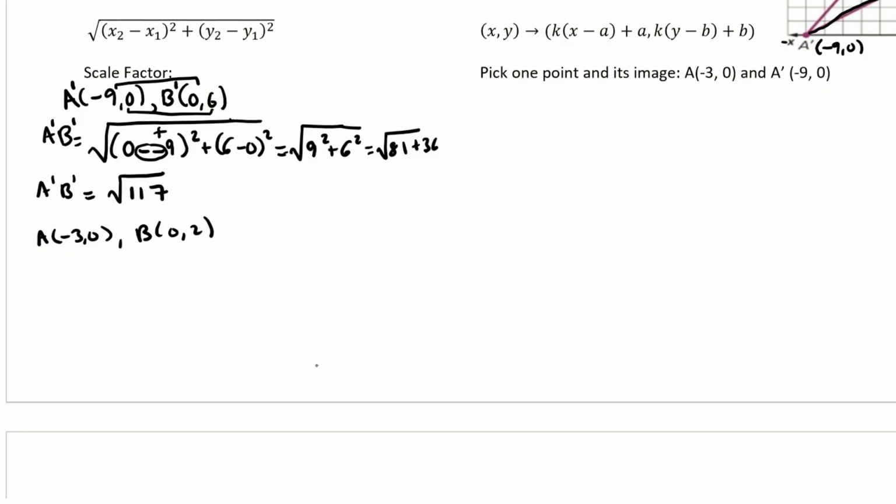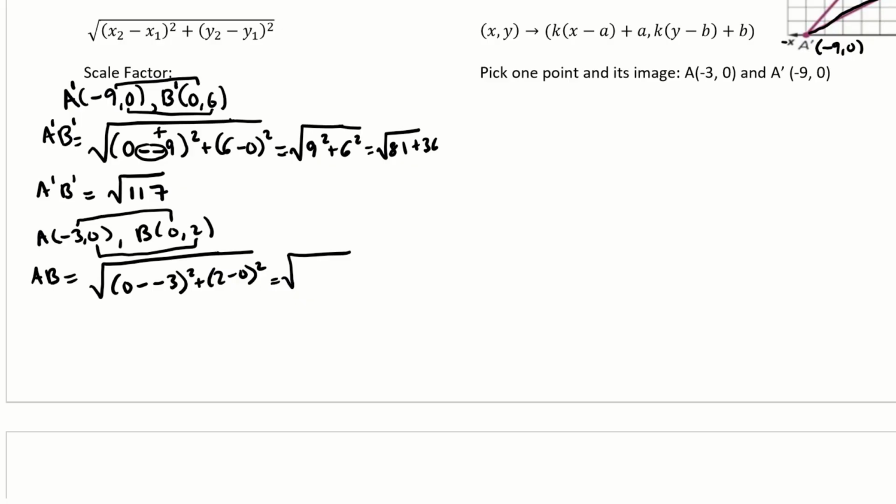Now we're going to find the length of AB. We subtract the two x coordinates, so we get 0 minus -3, squared. Now we subtract the two y's: 2 minus 0, squared. The double negative here turns into a positive. 0 plus 3 is 3, so we get 3 squared plus 2 squared. 3 squared is 9, 2 squared is 4, so 9 plus 4. And so AB is the square root of 13.